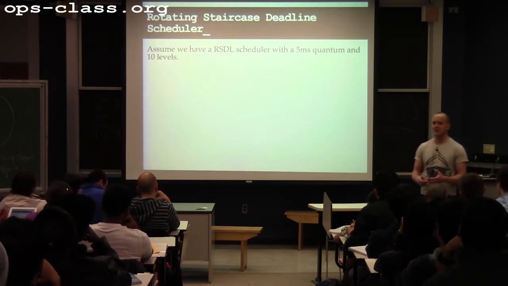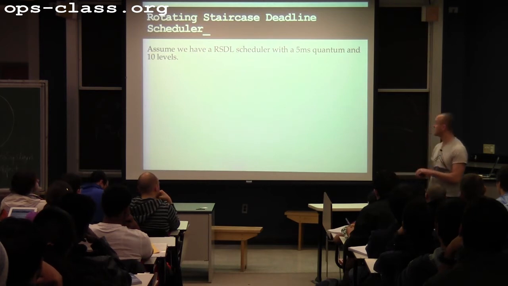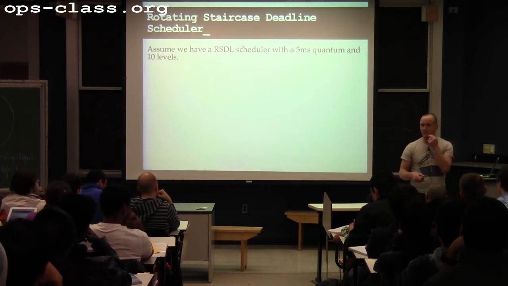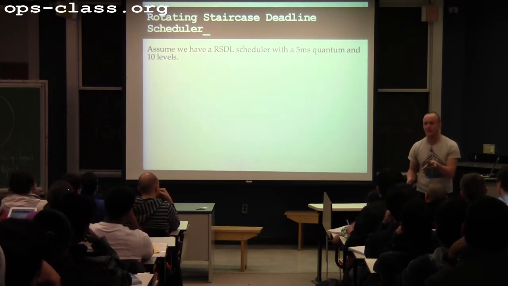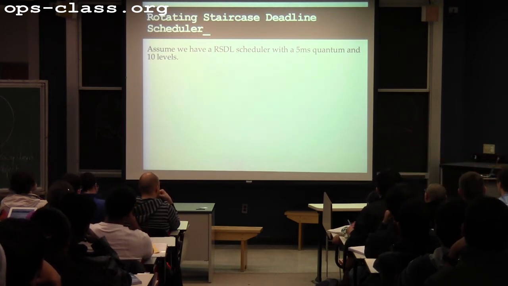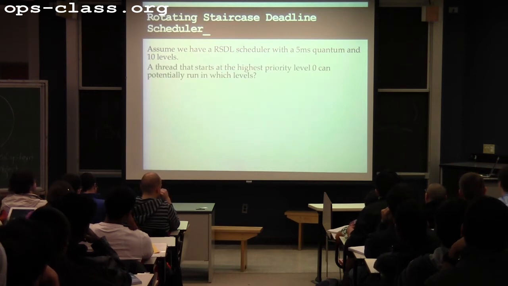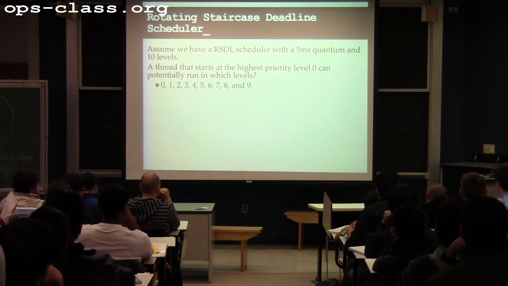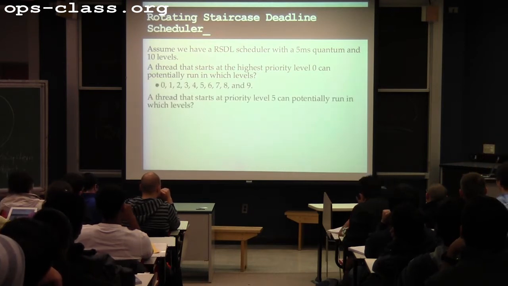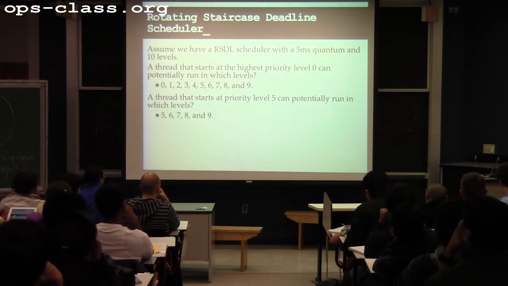And now I think we're bringing these questions closer and closer to the front of the room, unfortunately. So, for the rotating staircase deadline scheduler, assuming we have a rotating staircase deadline scheduler with a 5-millisecond quantum and 10 levels, if a thread starts in the highest priority level, which levels is it allowed to run in? Yeah, all of them, right? What about a thread that starts at priority 5? Which ones can it run in? Yeah, 5, 6, 7, 8, 9. OK.